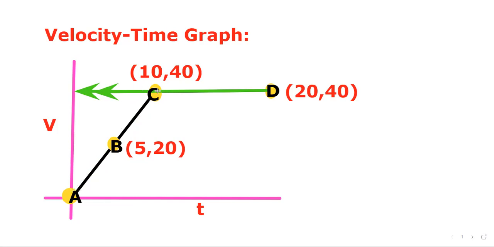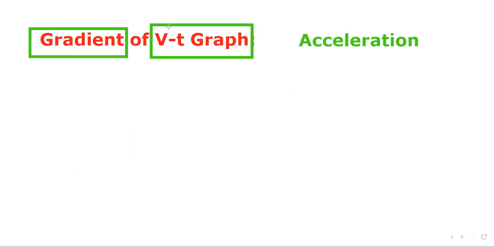Now let's write these points: A, and there is a point B, and there is a point C, and there is another point D. So the graph, with our own observation, says that from A to B it is accelerating. For accelerating, I'm going to mark it with A.